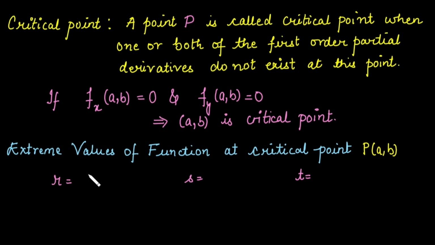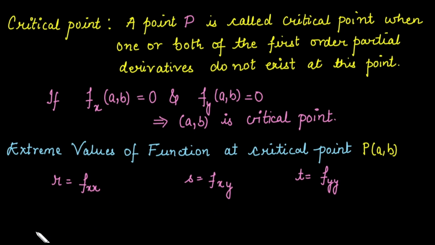r means the second order partial derivative with respect to x. t means the second order partial derivative with respect to y. s means the mixed derivative, that is the second order partial derivative with respect to x and y.